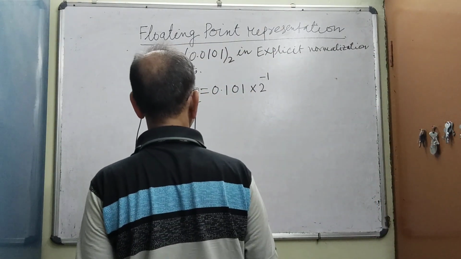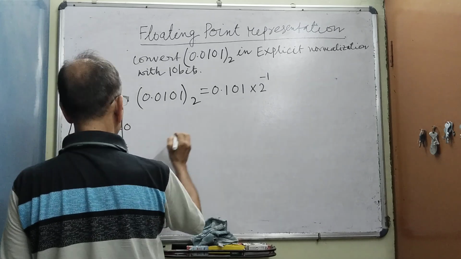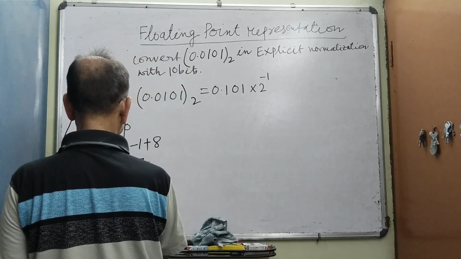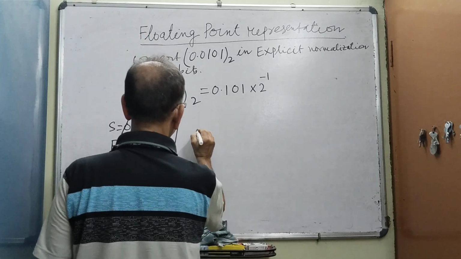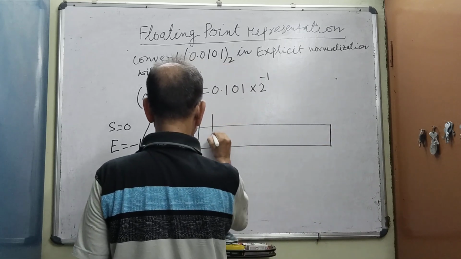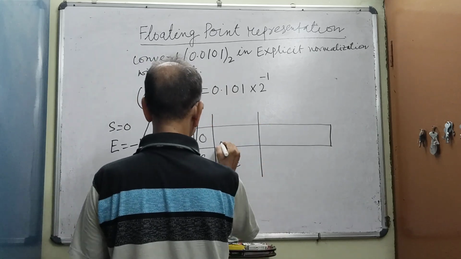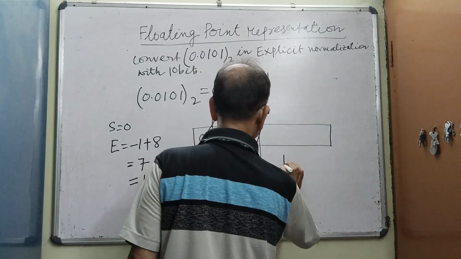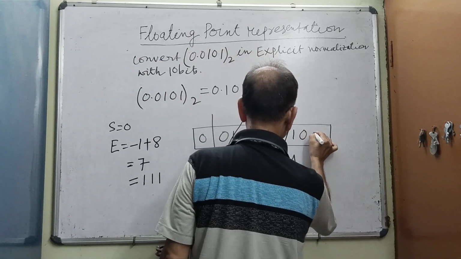So here S is equal to 0 and E is equal to minus 1, 2 to the power minus 1 plus 8, that is 7. 7 is equivalent to 111, you know this. And so if you represent in 10 bits, the first bit is 0, this is the sign bit, and then the exponent is 111, but it needs 4 bits. And what is the mantissa? Mantissa is 101, but you need how many bits? 5.